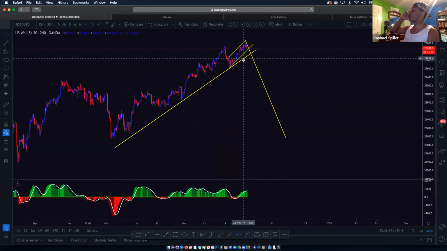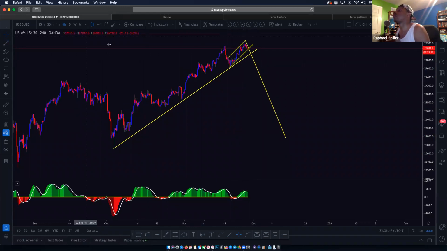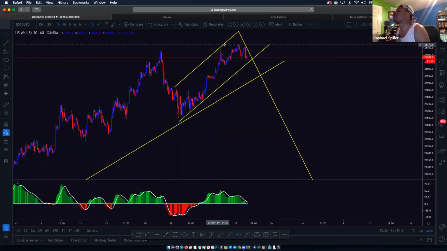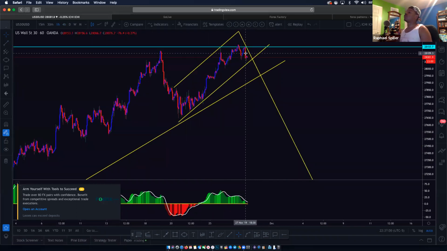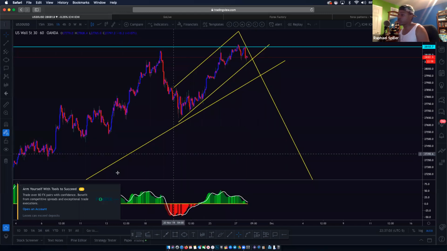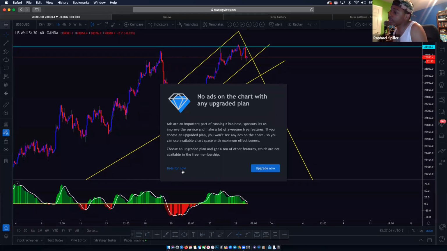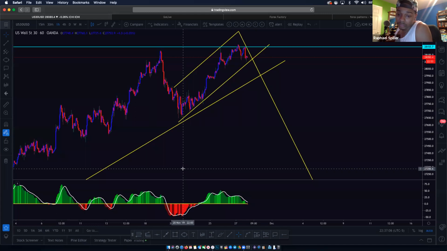And for the new traders, support is your floor, your resistance is your ceiling, right? So you want to make sure that right now on US 30, we are at the ceiling, right? We are at the ceiling here. And we're expecting this ceiling to be rejected and continue to the downside. Yes, I trade gold as well.